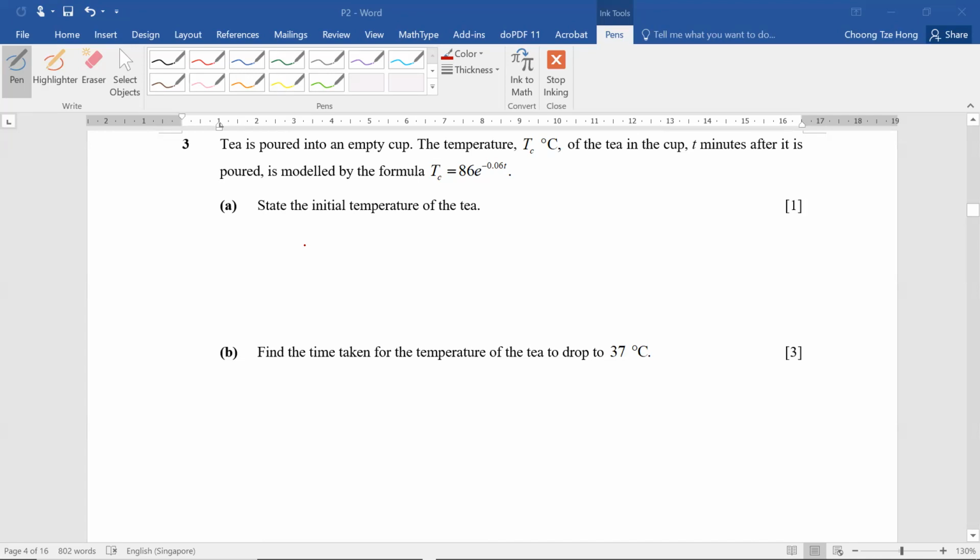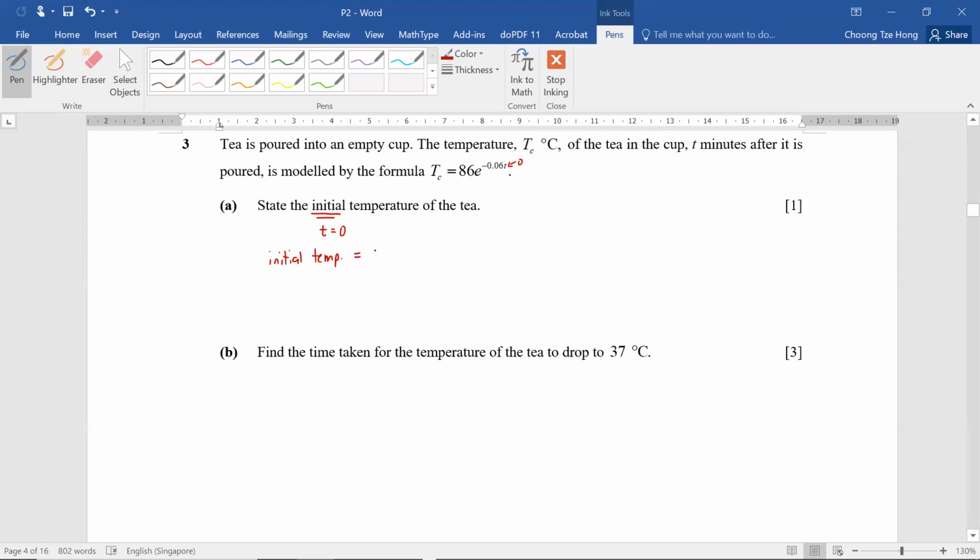In part A, they want you to state the initial temperature of the tea. Whenever you see the word initial, it means the time is equal to 0. That's why they ask you to state, because you can actually tell the answer without doing any working. If you put a 0 here, it becomes 86 times e to the power of 0. Anything to the power 0 is 1, then 86 times 1 gives you 86. But if you are not confident and want to do some working, you can substitute it in and see for yourself.